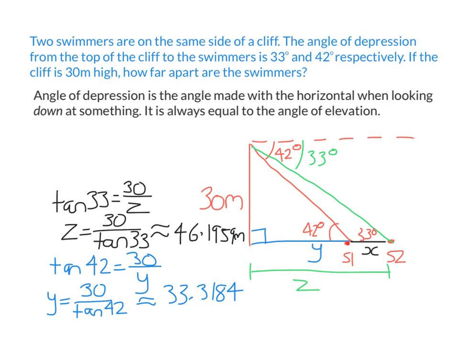So this distance is 46.1959 and this is 33.3184. So this is just that minus that. I'm left with x is 12.8775. So x is about 12.88 meters, and we're done.